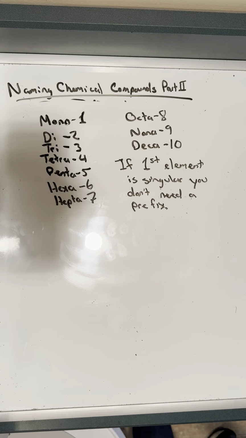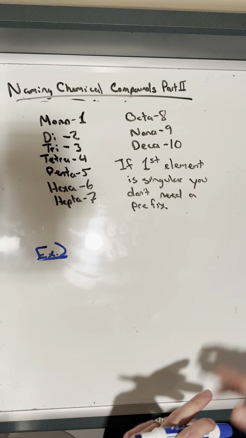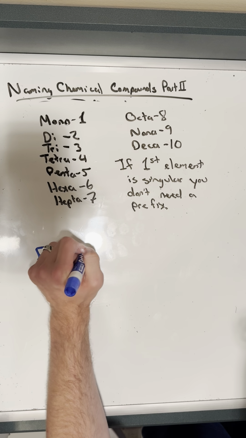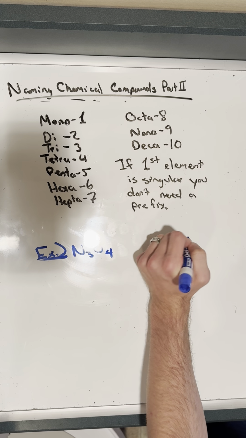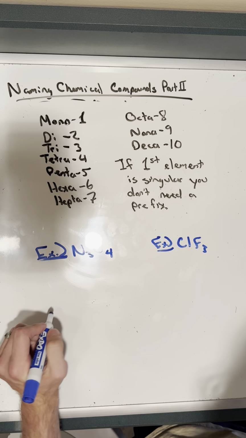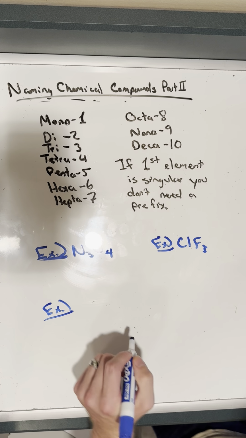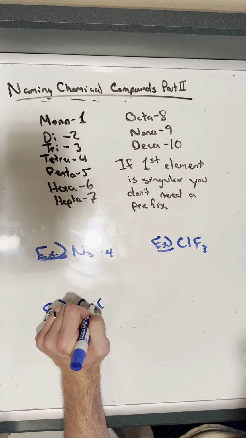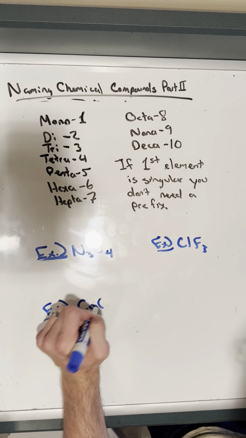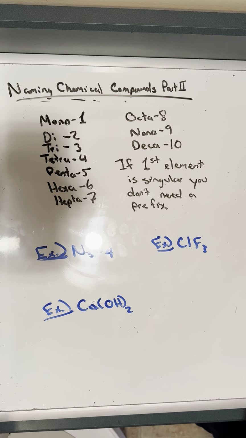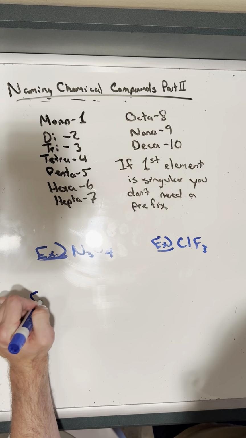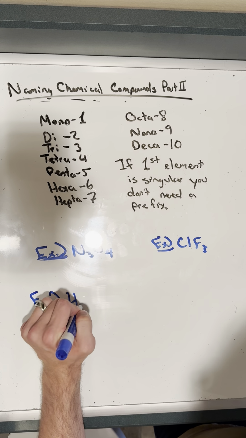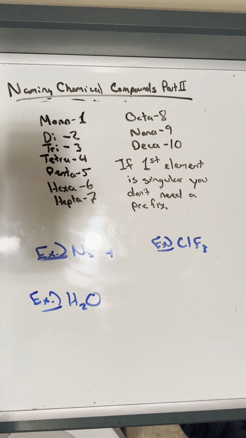So anyway, let's go through a couple different examples. Real quickly, I have my N3O4. I'm going to have another example of ClF3. I'm going to have a third example of CaOH2. Ooh, that's actually not a type 3. I shouldn't use that one. That's a polyatomic. Whoops, wrong example. Actually, I'll do a funny one for you: H2O.